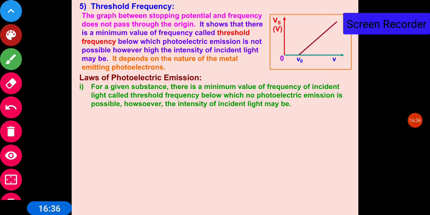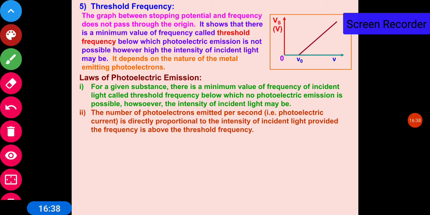The number of photoelectrons emitted per second, that is the photoelectric current, is directly proportional to the intensity of incident light, provided the frequency is above the threshold frequency. So if the frequency of the photon is above the threshold frequency, then the amount of the current depends upon the intensity of light, that means the number of photons, because one photon can eject only one photoelectron provided its energy or frequency is above the threshold frequency.